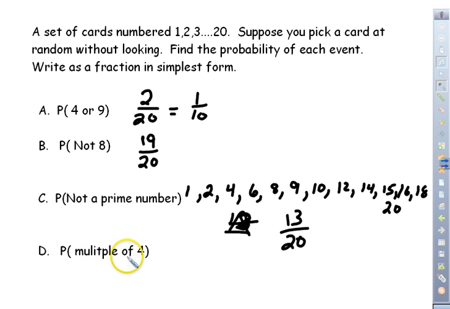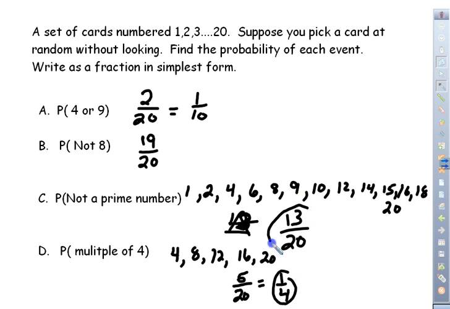Now, as far as a multiple of 4, a multiple of 4 would be counting by 4s: 4, 8, 12, 16, and 20. Those are multiples of 4. So then we're going to be looking at 1, 2, 3, 4, 5 numbers that are multiples of 4 out of 20, which is going to equal, by dividing those by 5, 1/4. That would be your answer.